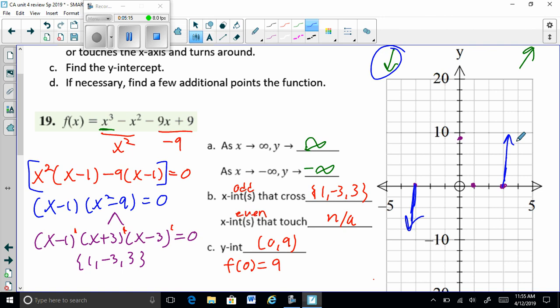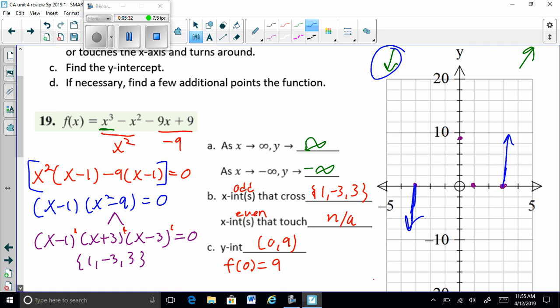Now I have to figure out what happens in between all my intercepts. Well, I already know what happens when x is 0, but I need to figure out what happens when x is negative 1 or negative 2. Okay.